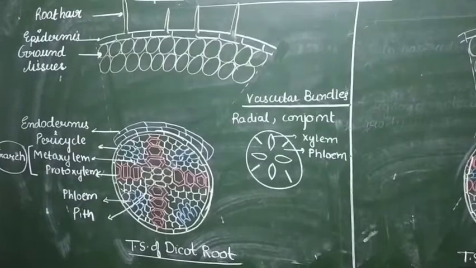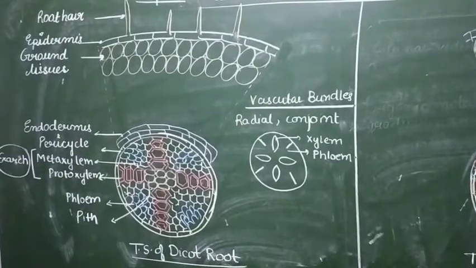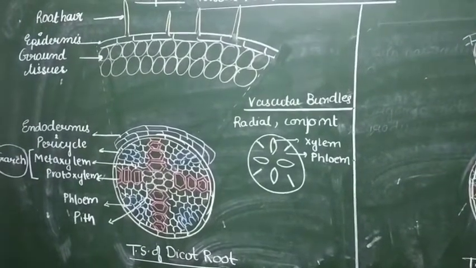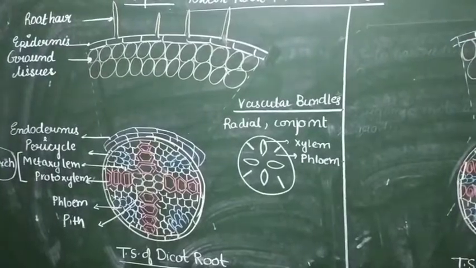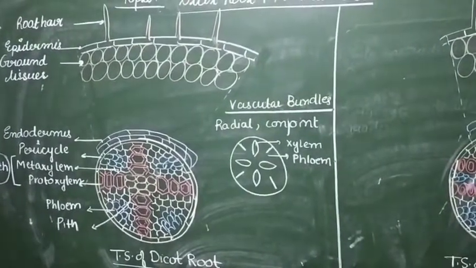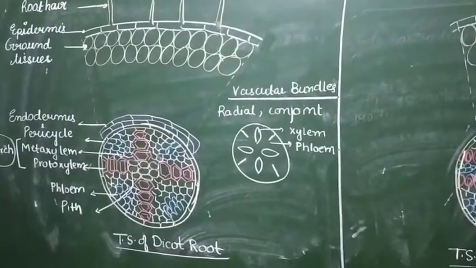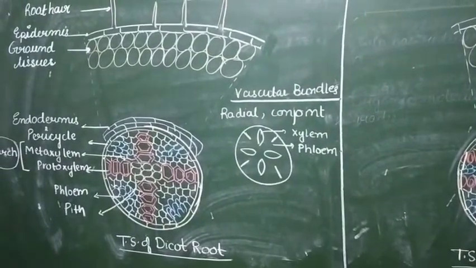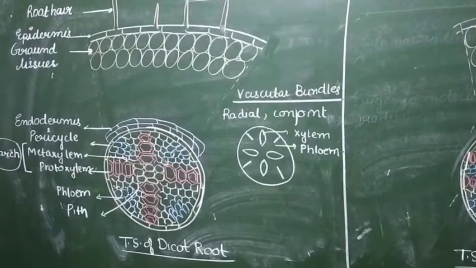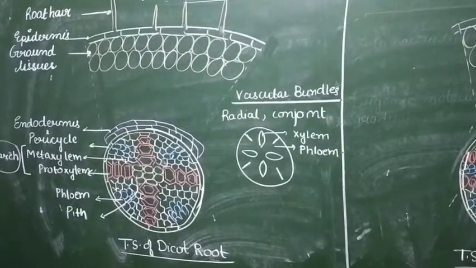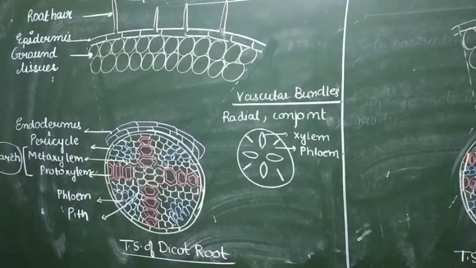So, put your attention on the vascular bundles. They are radial and conjoint. Conjoint means xylem and phloem both are present together, and radial means they are present on the plus sign. You just have to see that xylem is present on the plus sign and the phloem is present in the form of patches in the consecutive rays.